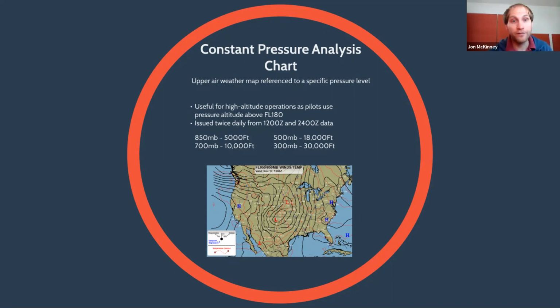in our lower atmosphere. So this constant pressure analysis chart, it's issued twice daily. It says 12 Zulu and 24 Zulu. And there are 4 different constant pressure charts according to this slide. We have an 850 millibar, 700 millibar, 500 millibar, and a 300 millibar chart.